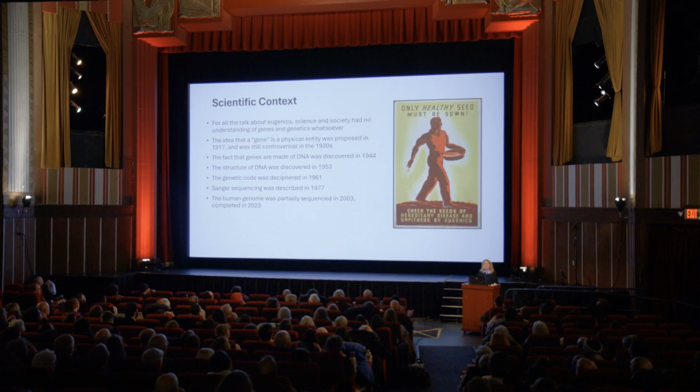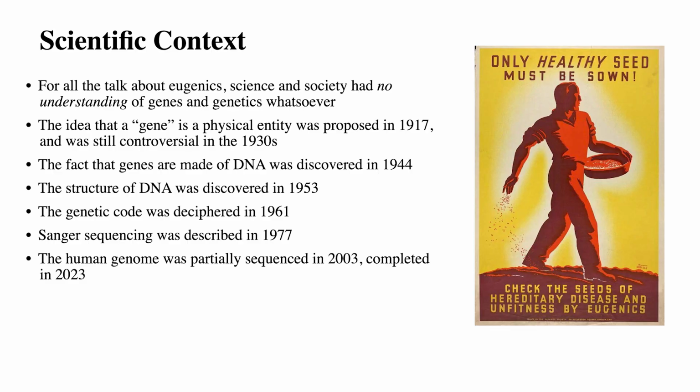The structure of DNA was elucidated by Watson and Crick in 1953. The code was deciphered in 1961. And of course, Sanger sequencing, where you can actually read each letter, base by base, was 1977. And importantly, the human genome, which I'll talk about very briefly, was partially sequenced in 2003, but really completed only recently. So I have to give these hidden assumptions behind this simplistic view of eugenics.